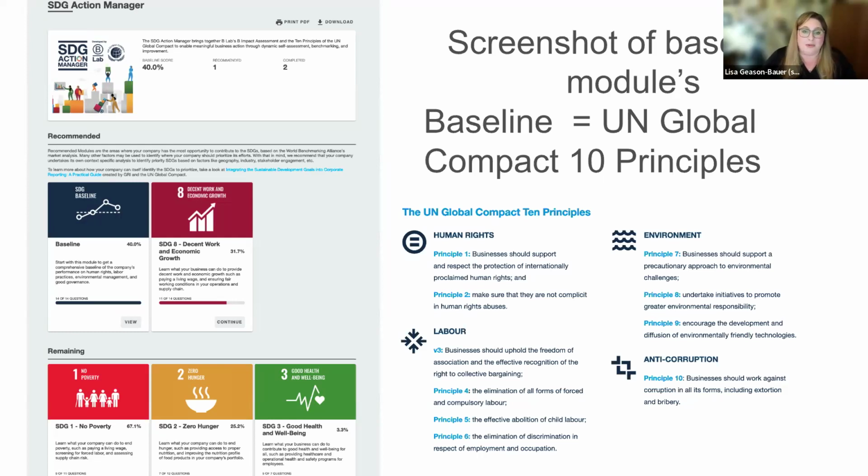But what I found out by completing the entire SDG Action Manager tool is that actually Evolution Marketing was taking actions in all of the SDGs. I didn't think we were, but once I went through and filled out information on all of them, because everything is interdependent, interconnected, I realized that we actually were. So that helped even educate me and help me to better understand how everything is interconnected.